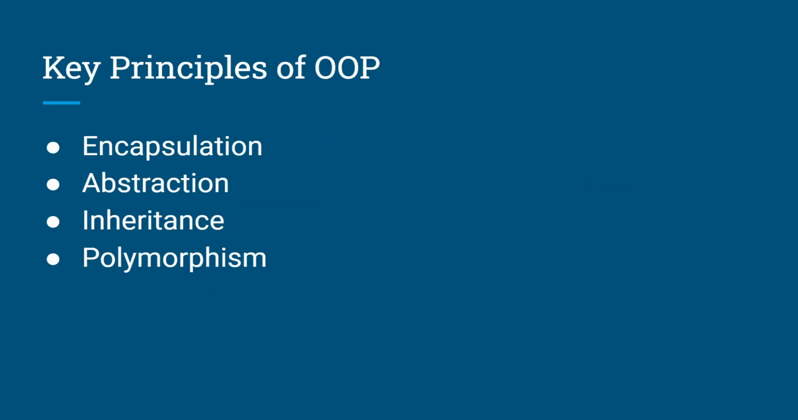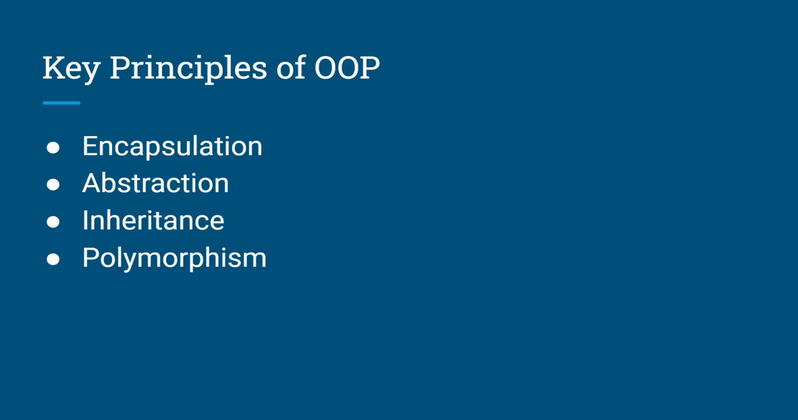The core principles of OOP are encapsulation, abstraction, inheritance and polymorphism. Let's break each of them down. First, let's talk about encapsulation. This principle involves binding of data and functions into a single entity. It restricts direct access to some of the object's components, which helps prevent misuse of the data.